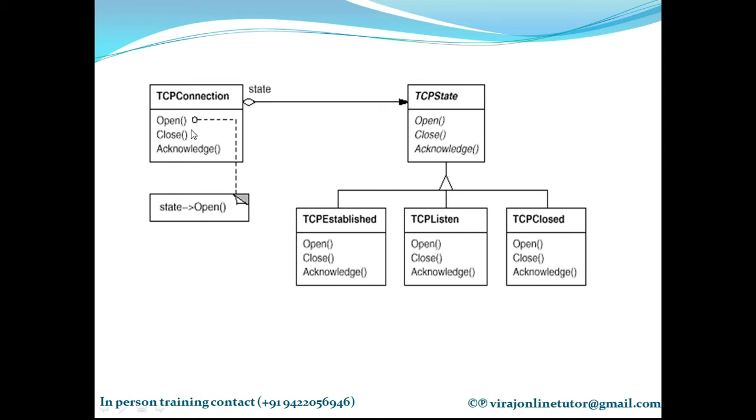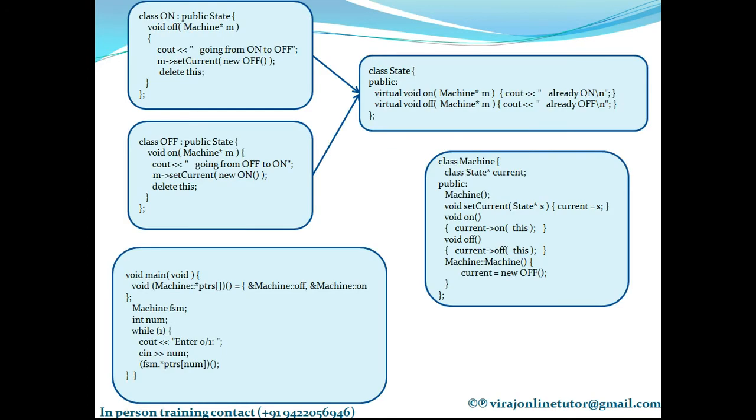When the open function is called for a TCP connection, we invoke the open API based on which state the current machine is in. It calls open using a state object, and the state object will be one of these three. So it will call open of one of these states. This is a very simple example that I have for you on the state design pattern.